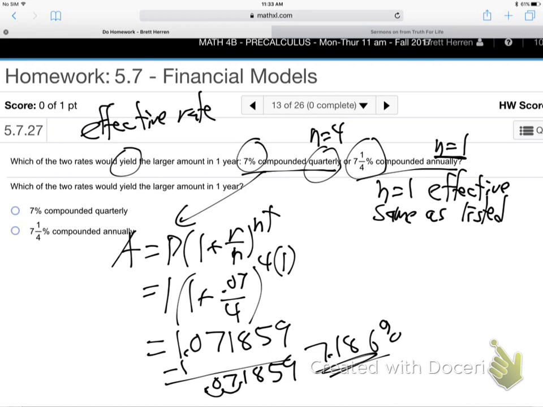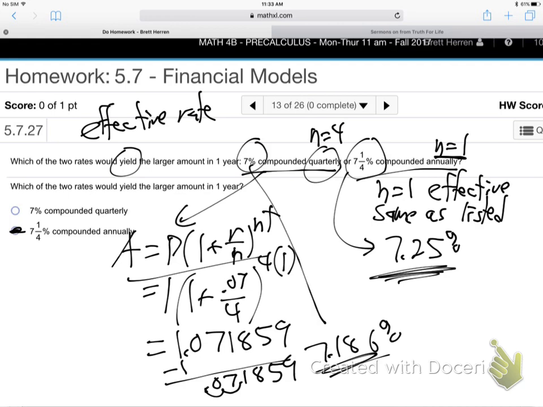So it's 7.25%. You could do the Pert formula if you want, but it'll come out exactly the same. So which one's better? The second one. Yeah, the 7.25 is still higher. The 7% grew, but it didn't grow enough. It only grew up to 7.18, so that's not better than 7.25. Make sense? Effective rate helps you compare apples with apples.